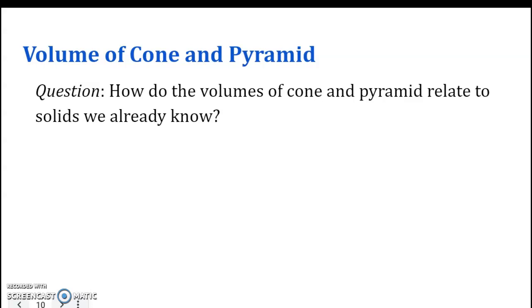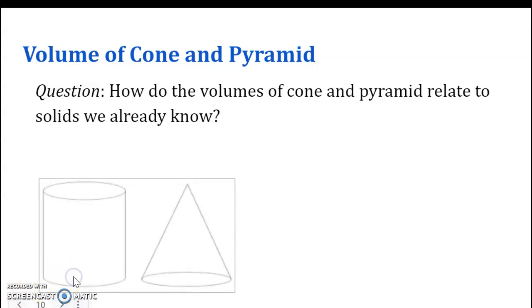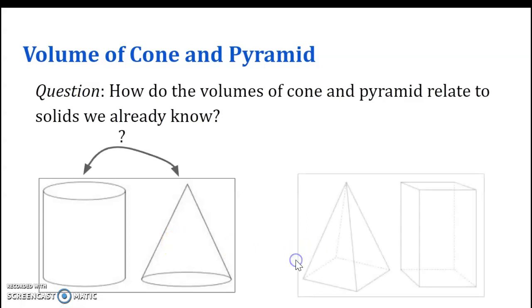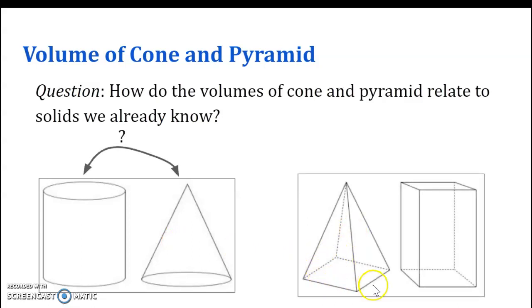So now we're going to tackle volume of cone and pyramid. The question is, how do the volumes of cone and pyramid relate to solids we already know? So cone is related to a cylinder, okay? And pyramid, say a square-based pyramid, is related to a square-based prism, right? Or if this is a rectangle, pyramid is related to the rectangle prism.